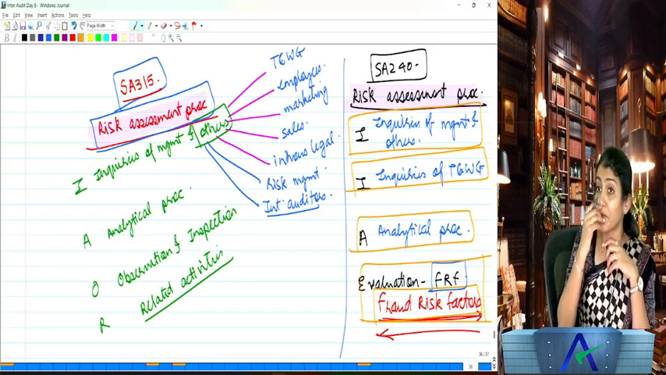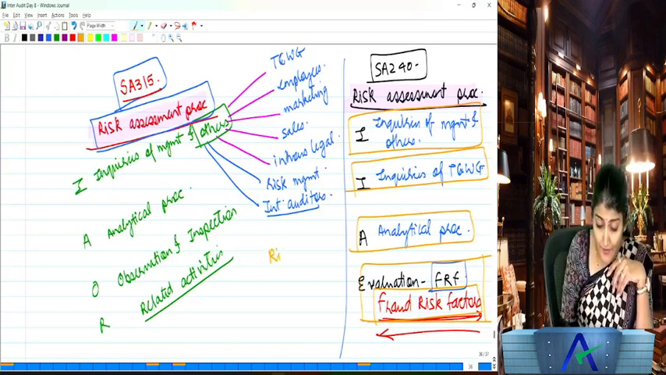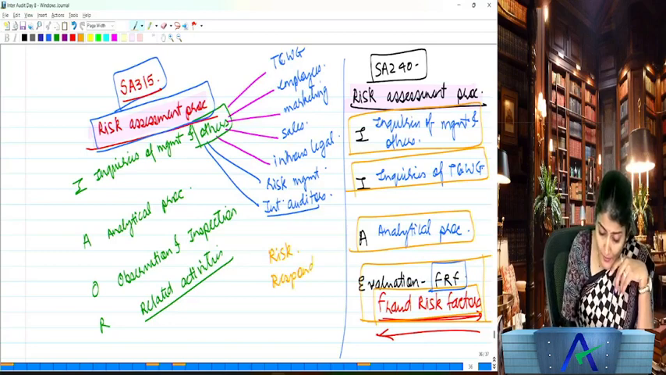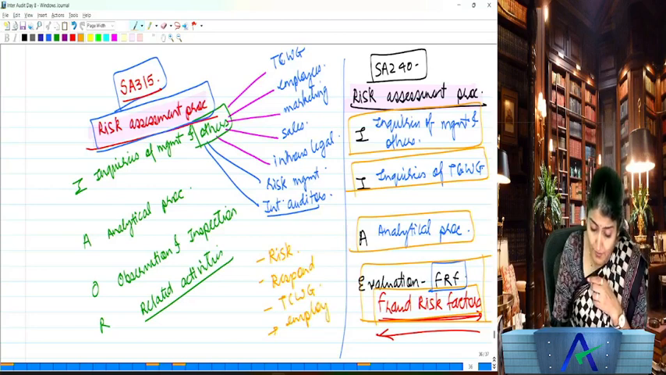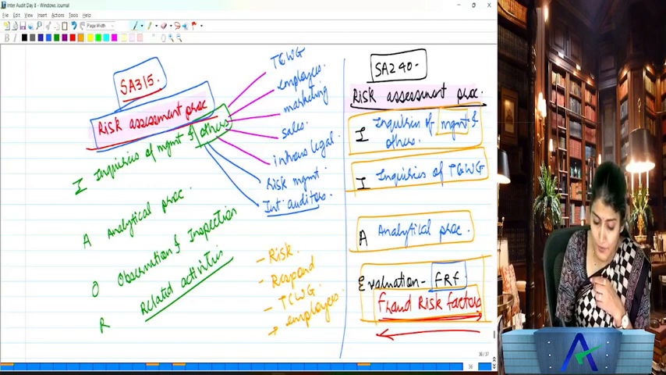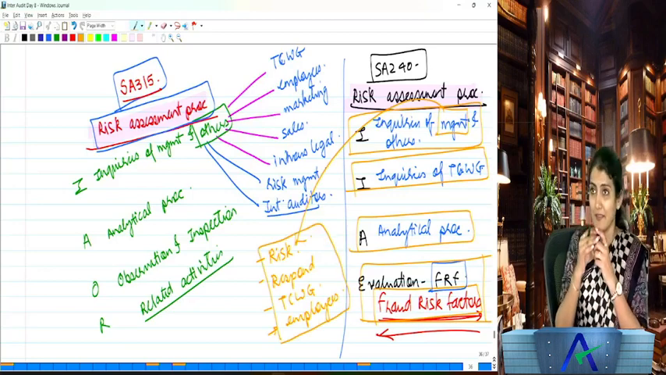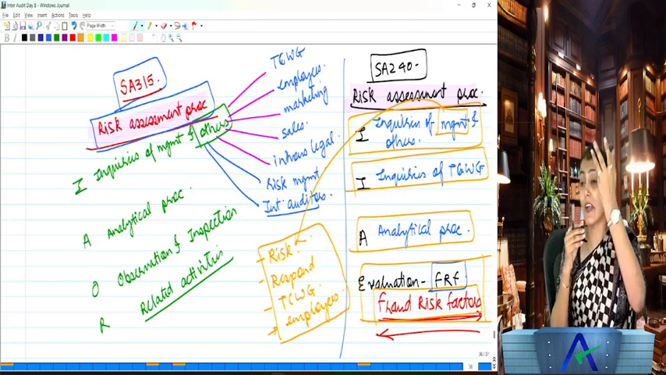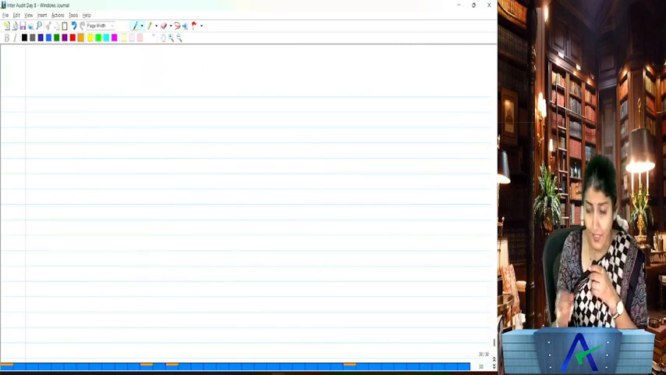So what I am going to do, I am going to ask the management: management, have you identified the risk in relation to fraud? Management, how have you responded to the risk in relation to fraud? Management, have you communicated any fraud which happened during the year to TCWG? Management, what action have you taken against the employees of the company who have done a fraud? So these inquiries I am doing of the management. Because see, as an auditor, I am assessing fraud risk. Is it right, everyone? What word did I use right now?